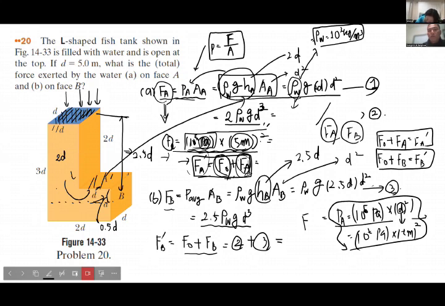Is this something you're looking for? Yeah, I just didn't know that Pascal was a unit. Oh yeah, the Pascal is the unit of pressure. Pascal times area is force, the unit is Newton. Got it? Okay.